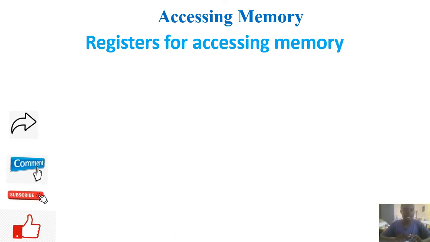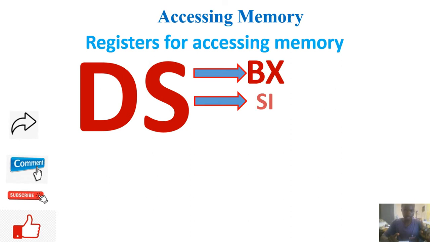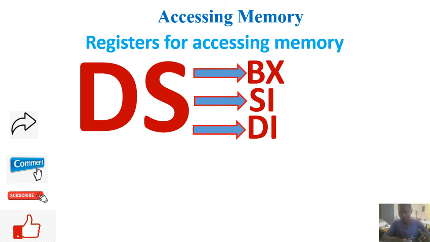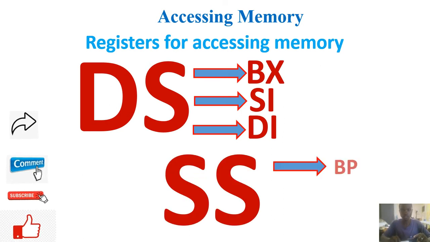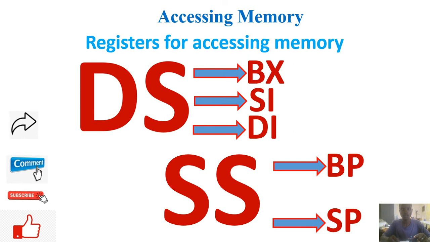But if you want to access the memory, or if you want to calculate the physical address, DS, that is the data segment, is used with these three registers, right? But now, if you are given base pointer and stack pointer, these two registers, BP and SP, they are used with stack segment.